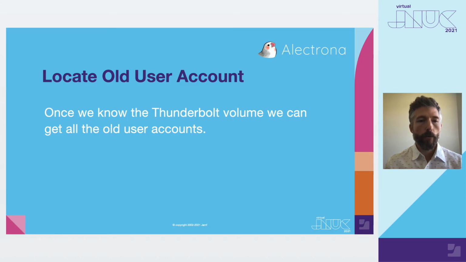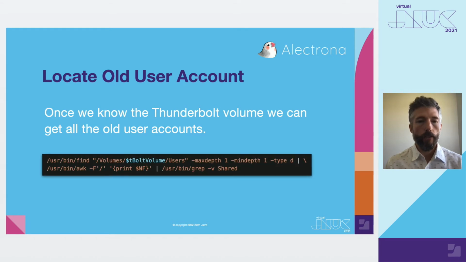Then the next thing we need to do is locate the old user account on the remote machine. Once we know the Thunderbolt volume, we can then get all the old user accounts. The way we do this is a simple find command. We look at the user home folders on the remote machine and list them, cleaning up some of those home folders so that we have a listing of the home folders on the remote Mac.